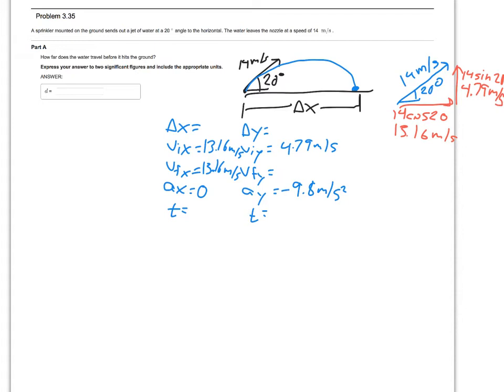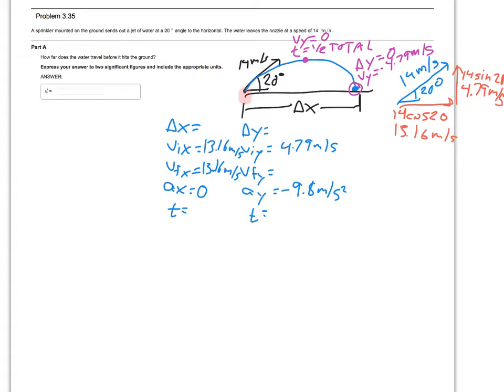I now want to think about some of my concepts, and I have a lot of options here. I know that at the peak, my Vy is going to be 0, and my time here is going to be half the total. So I could use that information about the launch, or I could use the fact that when it returns to the ground, my delta y is 0, and my Vy is just going to be the negative of my initial, so negative 4.79 meters per second. Really doesn't matter what you use.